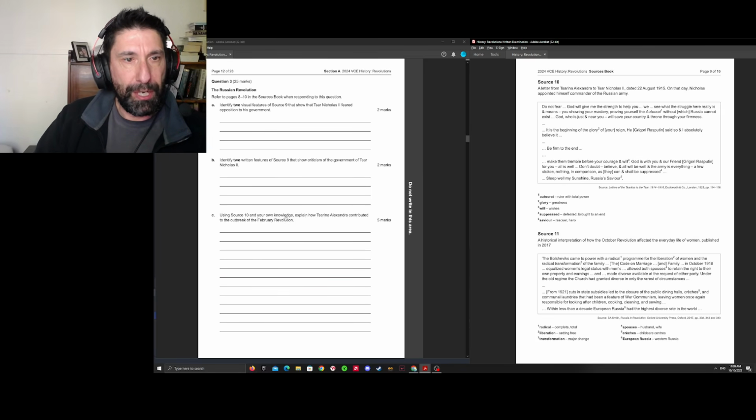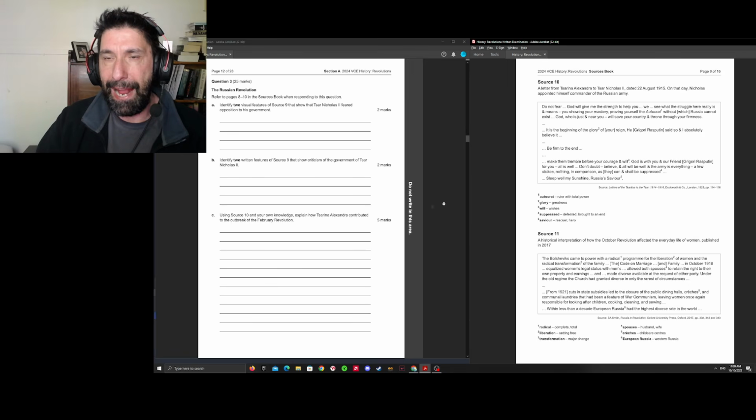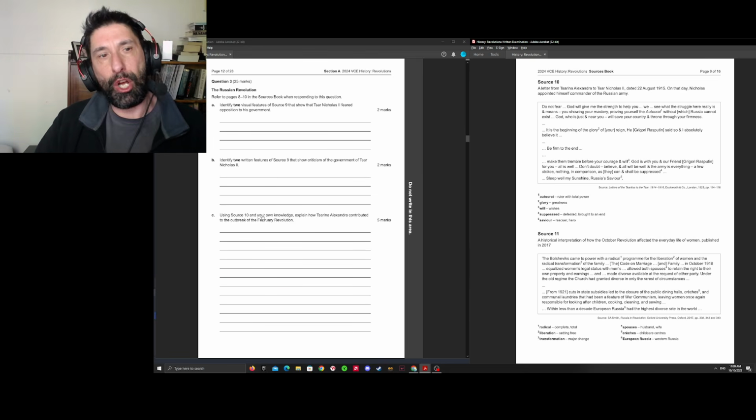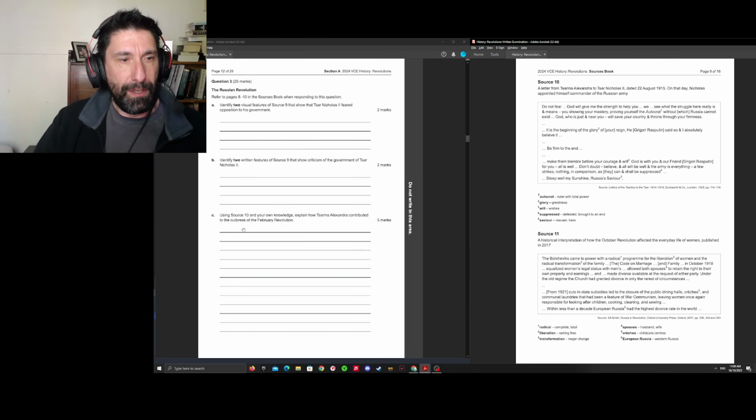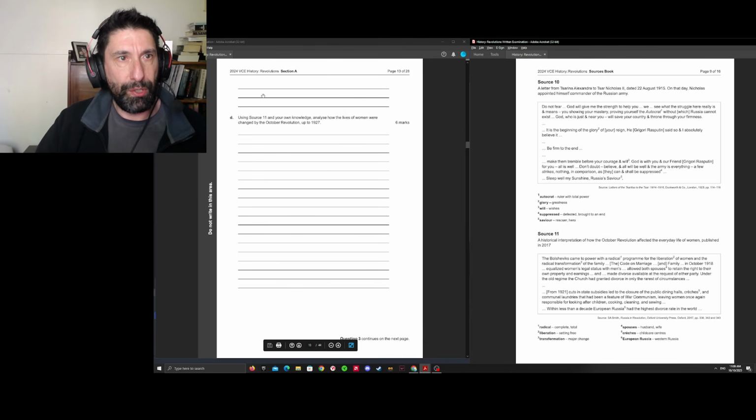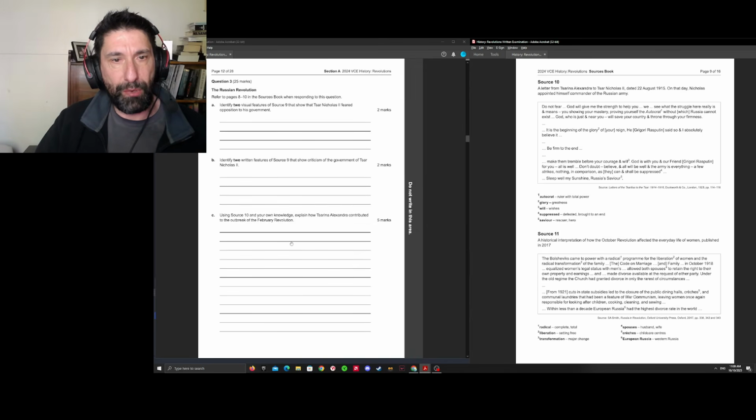Using source 10 and your own knowledge, explain how Tsarina Alexandra contributed to the outbreak of the February Revolution. In order to get your full 5 marks, you need to refer to source 10 and use an exact quote from this source, at least one, and also include your own knowledge. Now, let's turn over the page, and we've got 1, 2, 3 lines there. You should be writing at least 125 words for this.